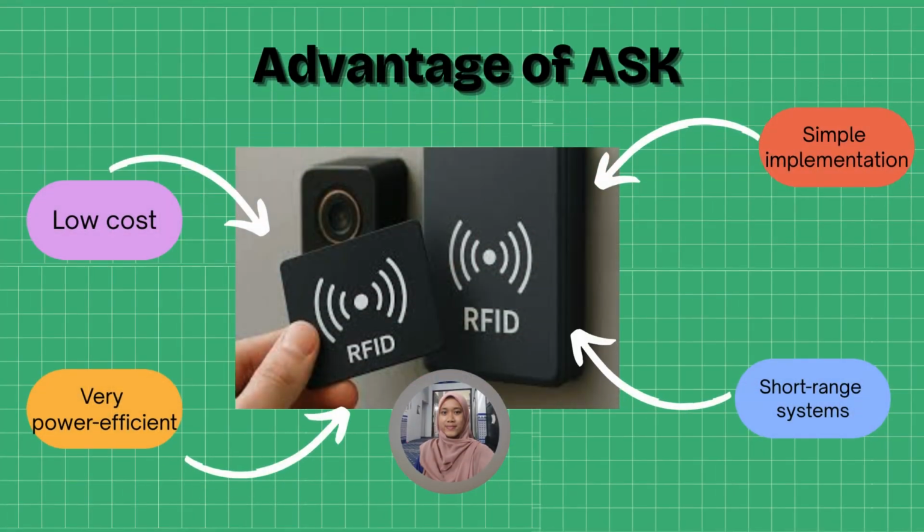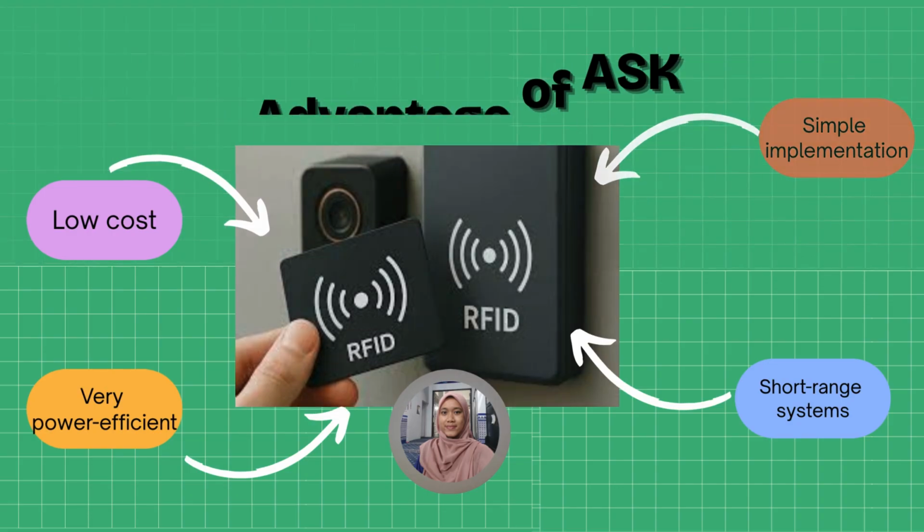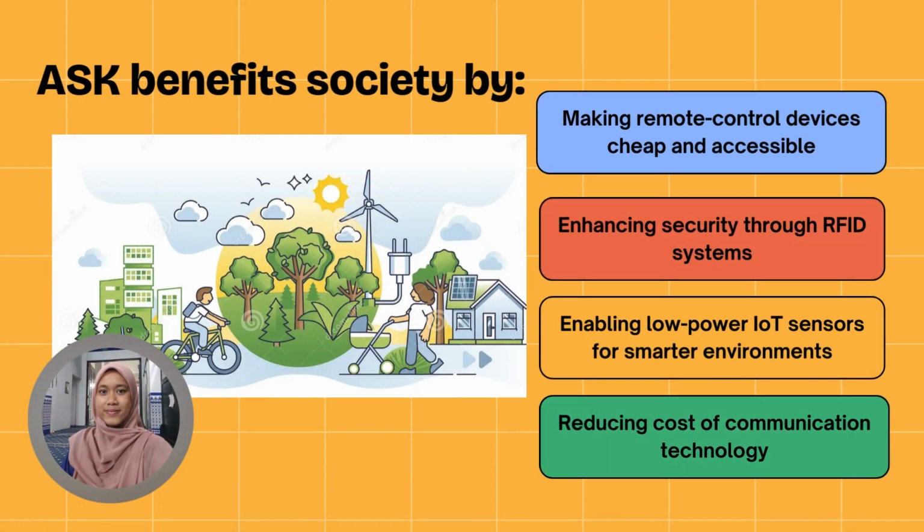One of the implementations of ASK is RFID. With RFID, when we touch, it is on, which is 1, and when we don't touch, it's 0, it is off. So it is a simple ASK implementation in the real world. And the advantage of ASK is, of course, low cost compared to other security devices. It is a simple implementation, a short range system, and very power efficient, which means we don't need any big power supply. So of course, ASK gives benefits to society.